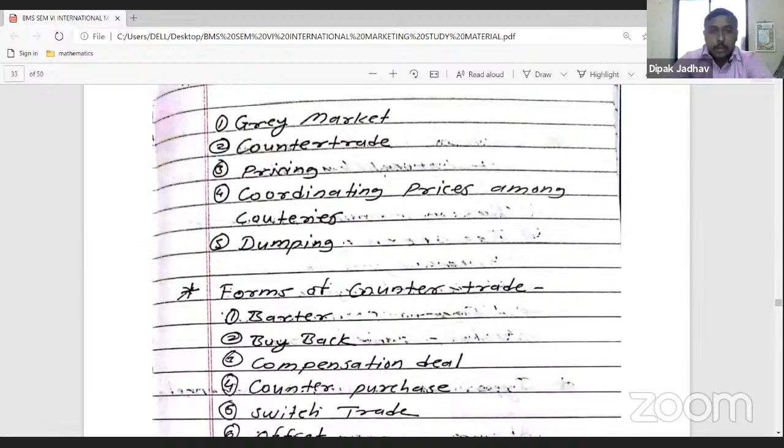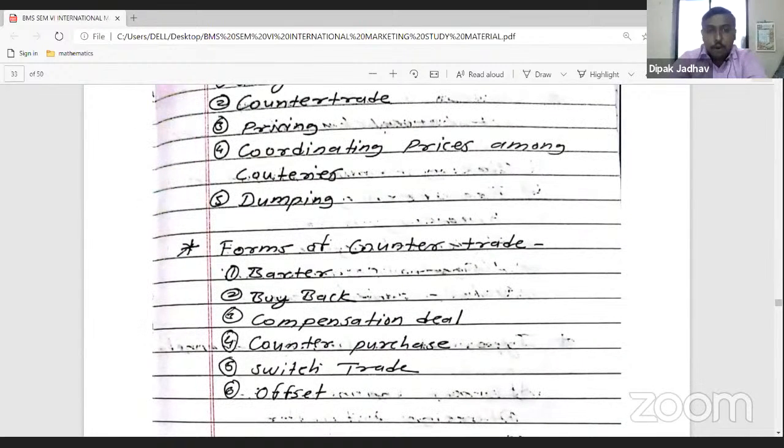other countries, like China. And the counter trades: the barter systems, where we give and take, then buy-back policies, the compensation deals, and swaps and offsets. These are the counter trade forms, and they have an effect on business.